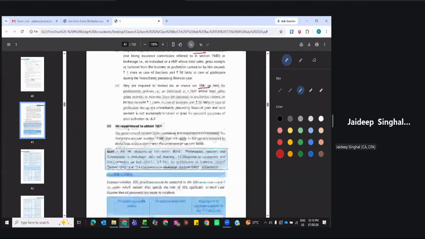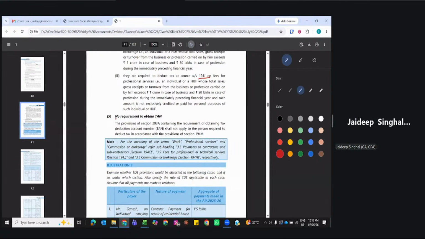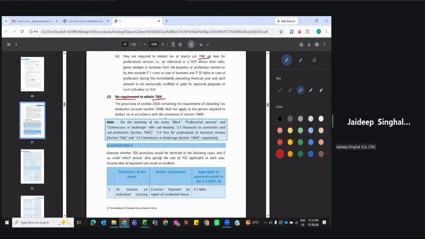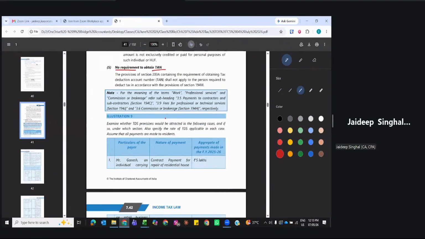Again, this is for individual and HUF. The government will not say you need to file returns and all. There is no requirement to obtain a TAN number. You can directly deduct using the PAN number. Clear? Good till here, everyone.